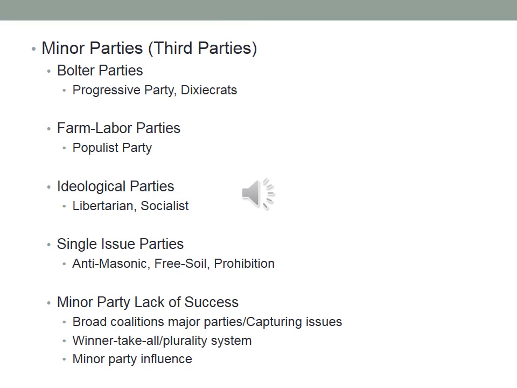One type is a bolter party. These parties leave the existing party. There's a faction or a couple of factions or a couple of interest groups within an existing party that is not happy with where the party is going, what they're supporting, how they're voting. So they break off. They bolt from the existing party. Two examples of this are the Progressive Party during the Progressive era that bolted from the Republican Party. The Progressive Party, also the Bull Moose Party, was Teddy Roosevelt moving his supporters out of the Republican Party and running separately as a progressive.